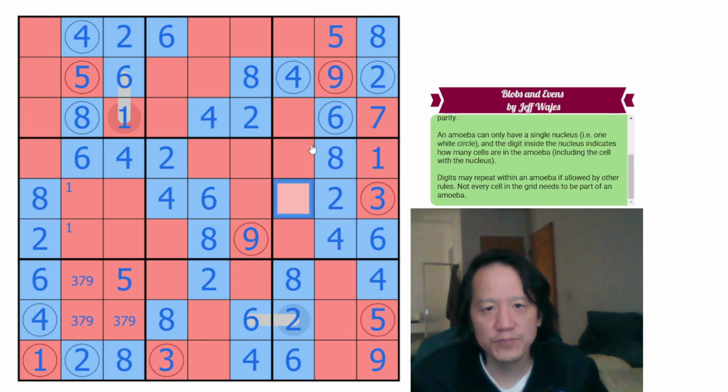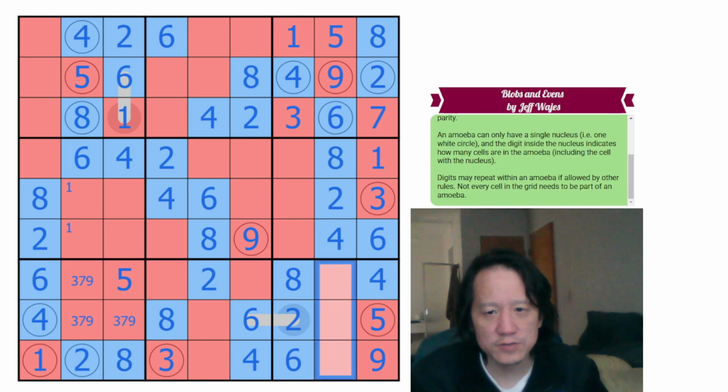So that's 5. This is 1, 3, 1, 3. But this can't be 1. Therefore, this must be 3, and that must be 1. This has to be, what? 5, 7, and 9. So any of those work still.